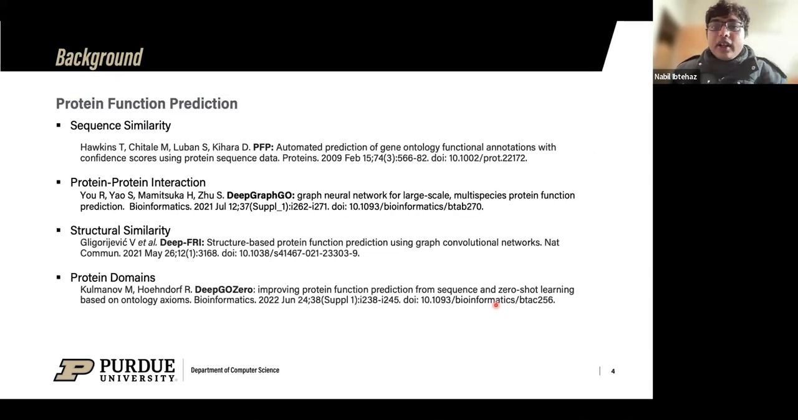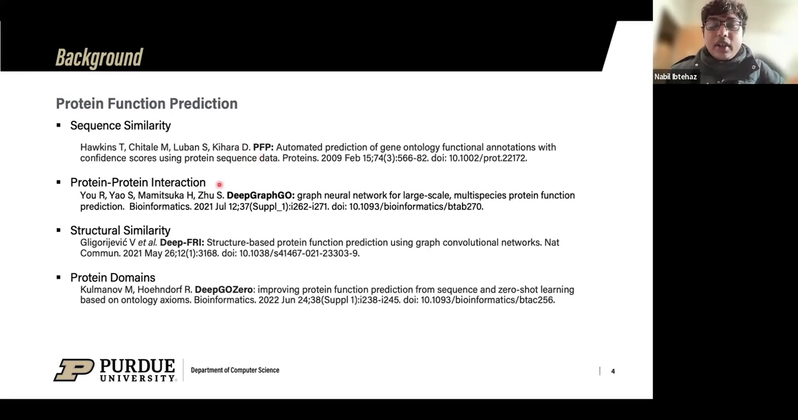Since protein functions are important, it has been a decade-long problem in bioinformatics to properly predict them. And in order to predict functions, there are various approaches. We all know that proteins that are similar in sequence have similar structure and function. So sequence similarity is one way to predict protein functions. For example, PFP, which is a classical method for protein function prediction, was based on sequence similarity.